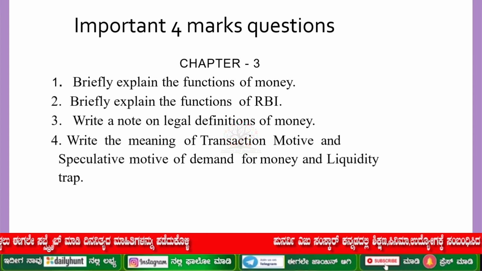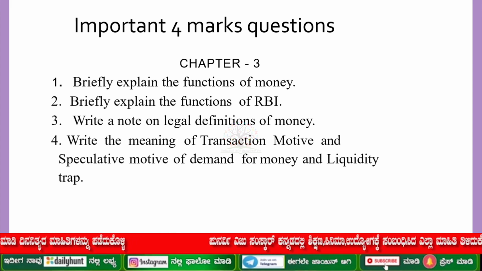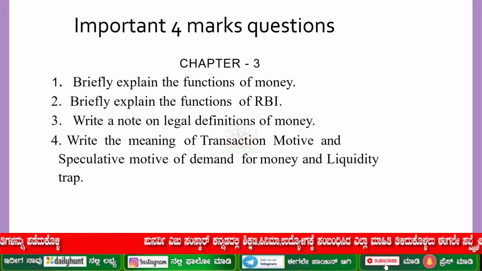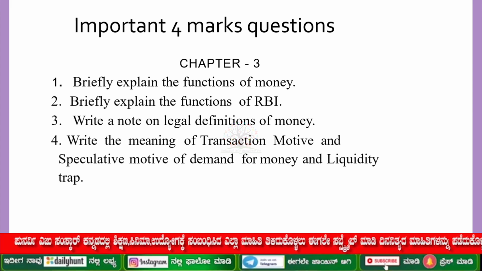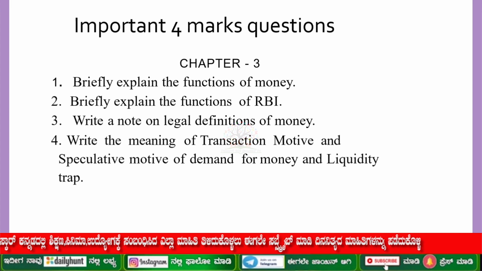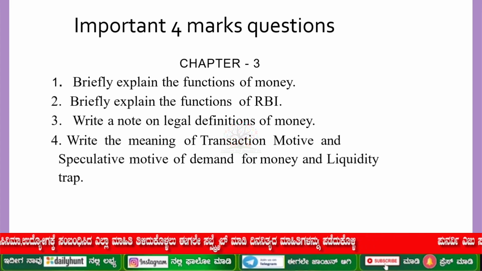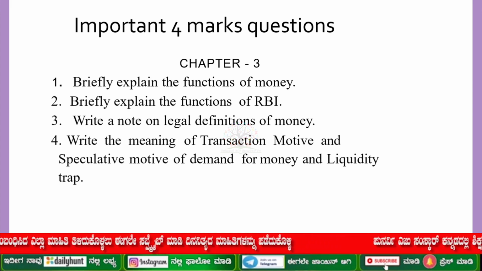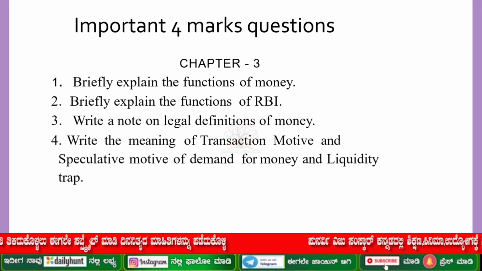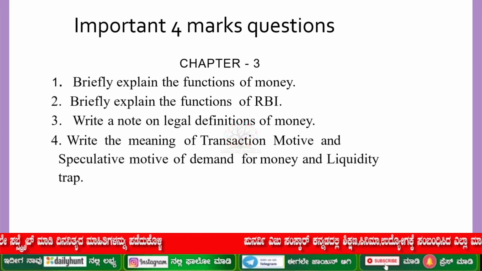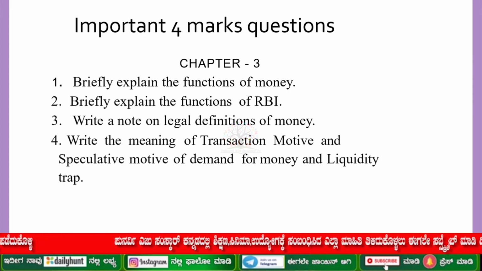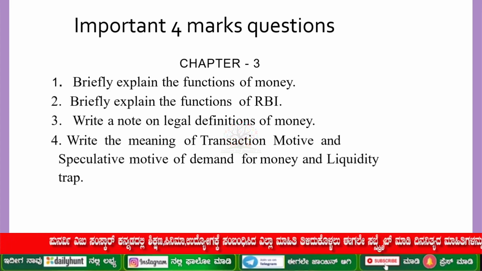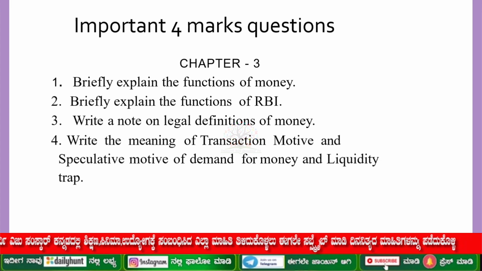Macroeconomics 3rd chapter, that is money and banking. Dear students, from this chapter you can expect one 4-mark question. There are 4 important questions. That is, explain the functions of money, explain the functions of RBI, legal definition of money, then meaning of transaction motive and speculative motive of demand for money and liquidity trap.